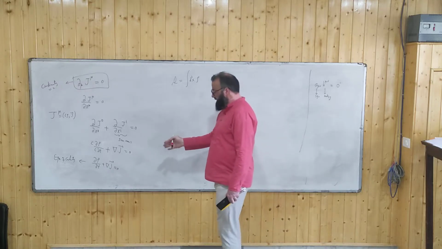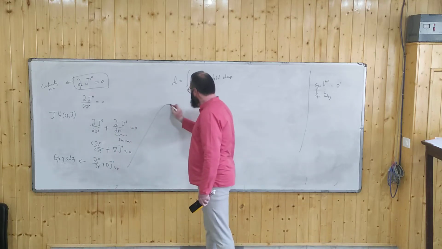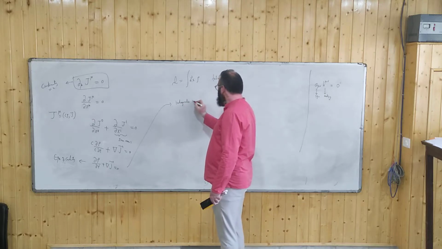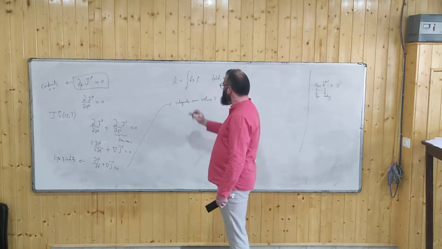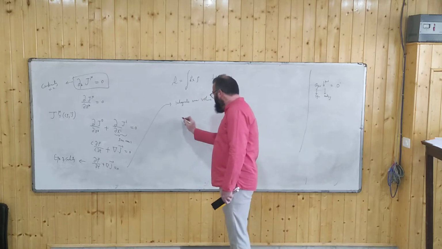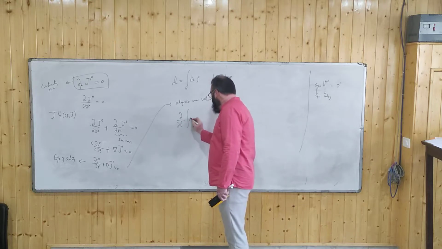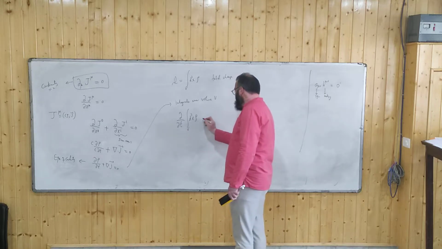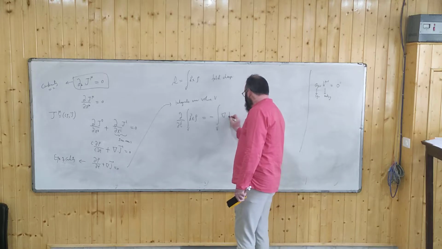So therefore, let's integrate this equation over volume V. So this integration over volume V, what am I getting? You will be getting partial by partial t integration over volume of rho. So that's equal to minus integration over volume V of del dot J.